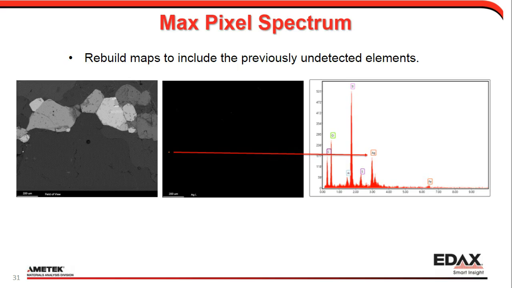Because a full spectrum is saved at each pixel, the maps can be rebuilt to include the previously undetected elements. With the information from the previous slide, now you can include silver to rebuild the map to see where it is. The middle image is a rebuilt silver L map. You can see there's only a little spot of silver, probably from a drip of silver paste during sample preparation. So this is how you find small inclusions or particles in your sample. Though the maximum pixel spectrum is noisy, it's useful.